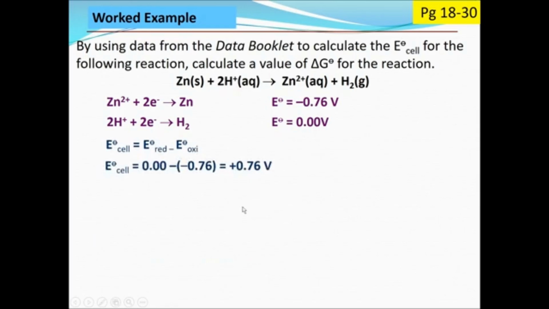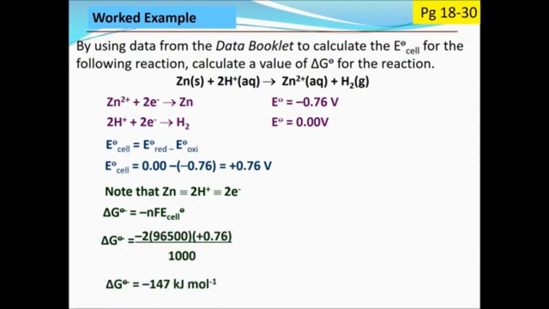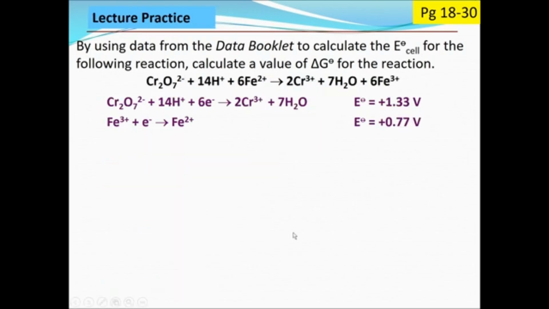For worked example 8, you have to start off by finding the relevant half equations. You have to calculate the standard cell potential value, and then using the standard cell potential, you can substitute it in. This is a 2 electron transfer, and divide by 1000 to get negative 147 kilojoules per mole. So let's give it a try for lecture practice 7.